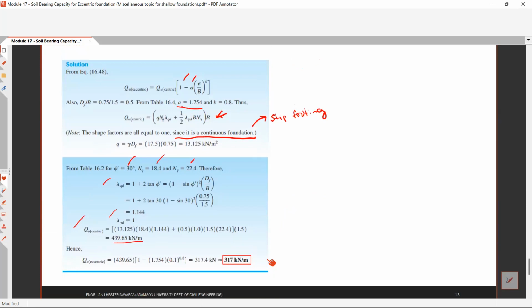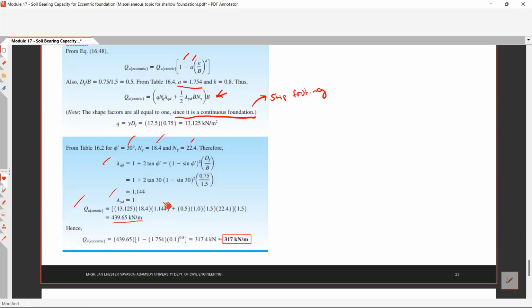So what can you see? Before we end, what can you conclude between the difference of QU centric and QU eccentric? Ito yung QU centric, 439.65. Yung QU eccentric is 317 kilonewton per meter. What can you say? Ang ibig sabihin lang nito, kapag nagkakaroon ng eccentricity, mababawasan yung actual load na nabubuhatin niya. So bakit ganoon? Bakit mababawasan?